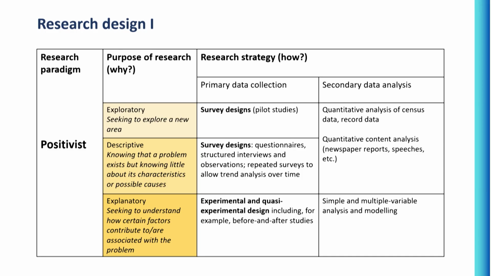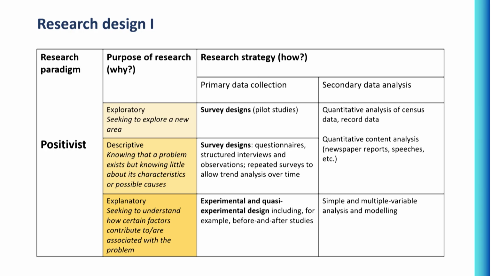So sticking with a positivist research paradigm and looking at the purpose of research. Yeah, so we've got 3 levels again. Exploratory, we're going to seek to explore a new area. Descriptive, we know that there's a problem, but we actually don't know very much about it. And explanatory, we're trying to understand how certain factors are contributing to the problem. Okay? So in your case, with all 4 of your topics, we kind of know something is a problem already, but we're trying to explain it, or we're trying to look at the factors associated with it.